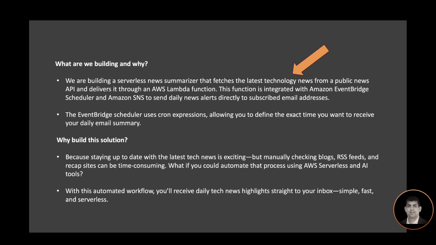Now, why build this solution? Because staying up to date with the latest news is exciting, but manually checking blogs, RSS feeds, and recap sites can be time consuming. What if you could automate that process using AWS serverless and AI tools? Moreover, you have control over what news you want, so you can set your parameters and get the desired news summary in your email. With this automated workflow, you will receive daily tech news highlights straight to your inbox, simple, fast, and serverless.